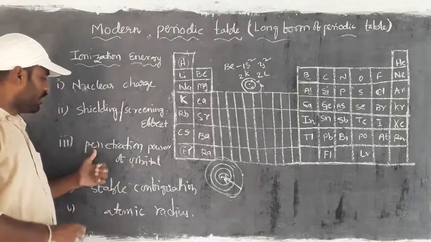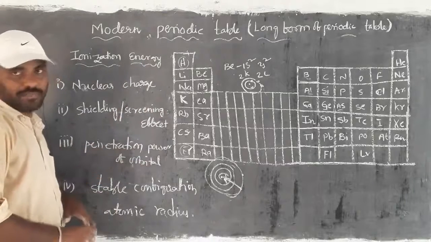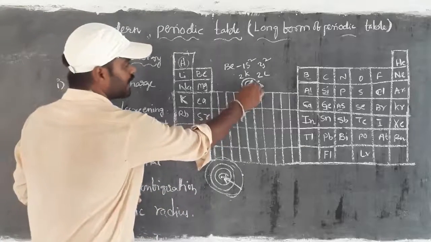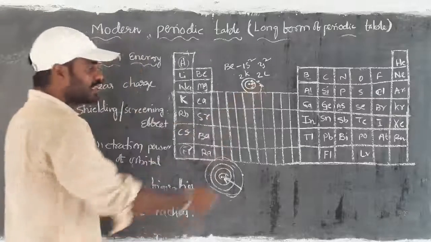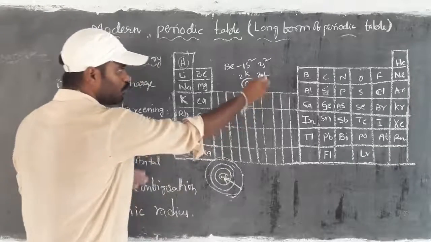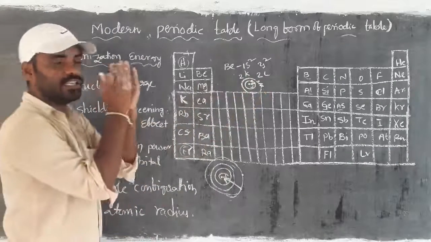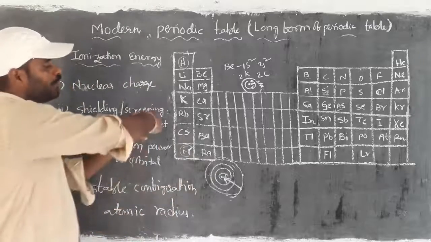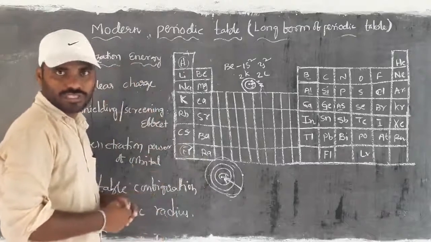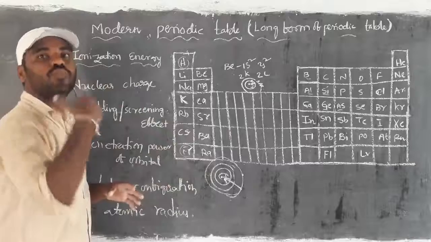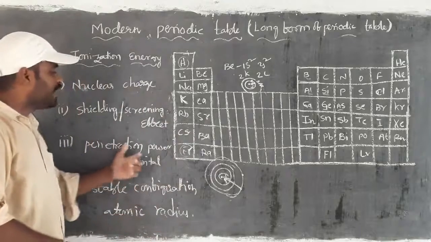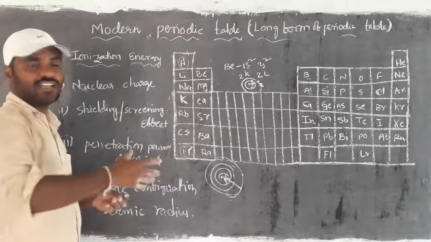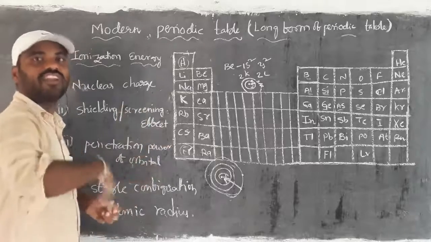Then the third one is the penetration power of orbitals. Simply, penetration power means when we have the nucleus attracting different electrons, all electrons move towards the nucleus. Then ultimately the size of the atom decreases. To remove an electron from the outermost shell, it requires more energy. So if the penetration power of orbitals is increased, then to remove the electron we require more energy.